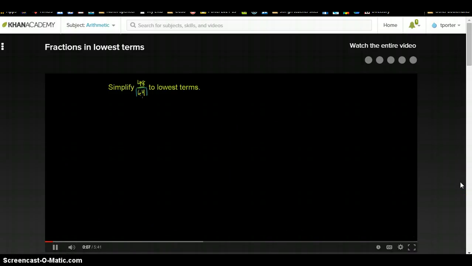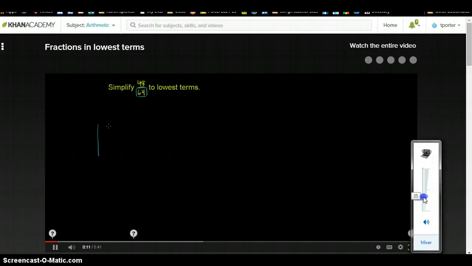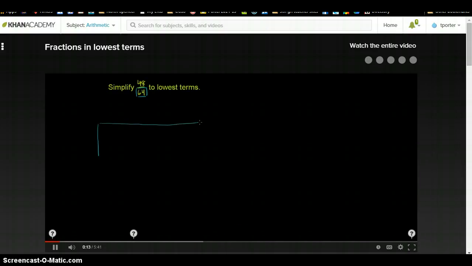Let's see if we can visualize this. So we have 64. I guess 64 would be a whole. So let's draw a whole here. Maybe we're talking about a candy bar. You're going to draw this too. Talking about a whole candy bar. That would be 64/64 would be the whole candy bar right there. And 48 of the 64.